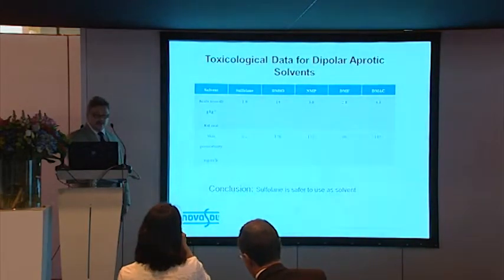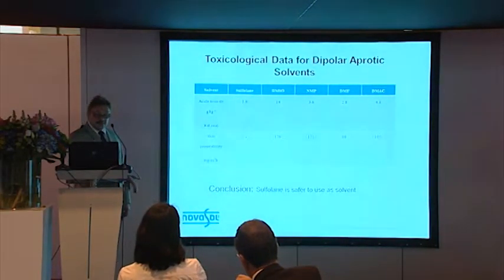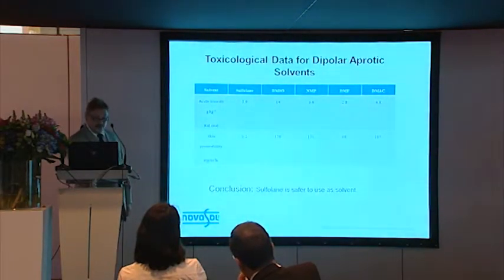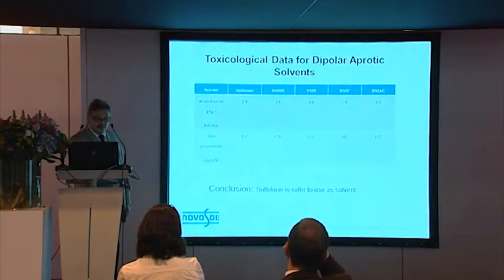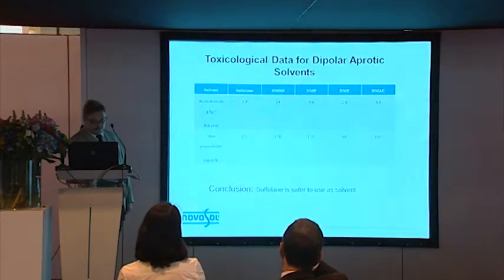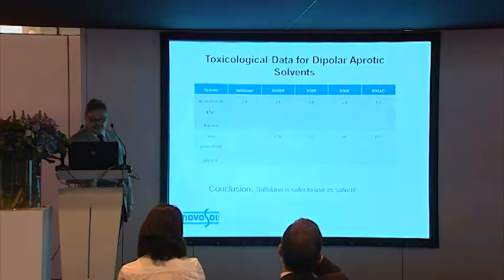Regarding the toxicological data for dipolar aprotic solvents, sulfolane has the highest toxicity in comparison to, for instance, DMSO. Sulfolane has 1.9 grams per kilogram rat oral, and DMSO has 14 grams per kilogram. But the others like NMP, DMF, and DMAC are about the same as sulfolane.